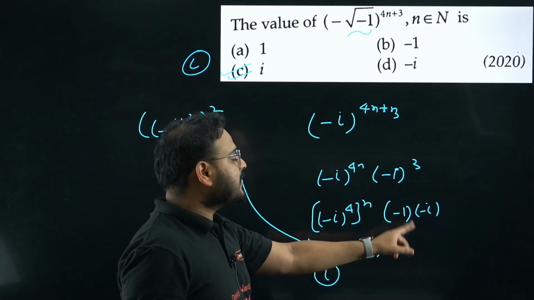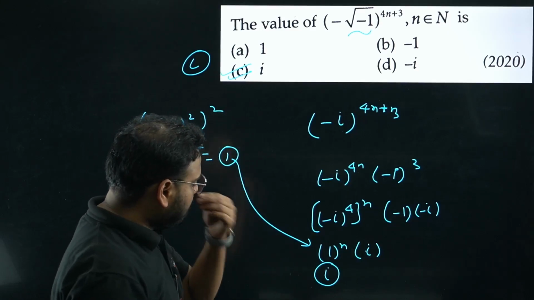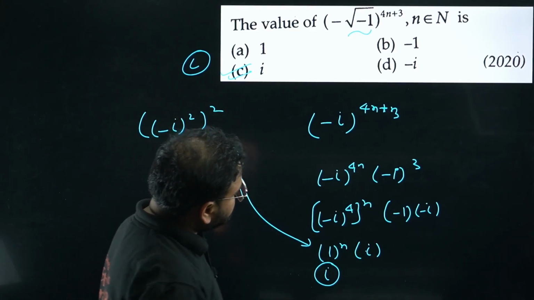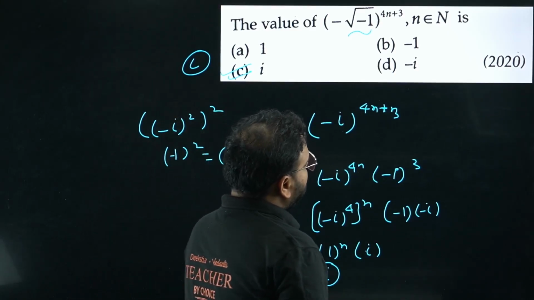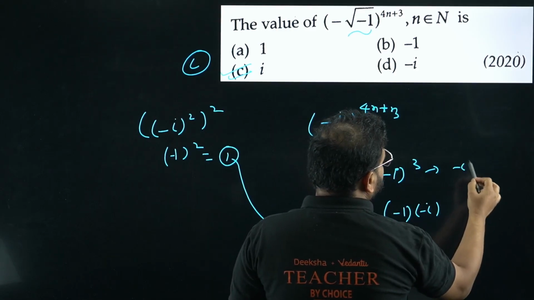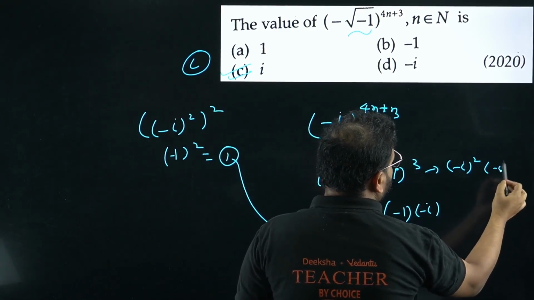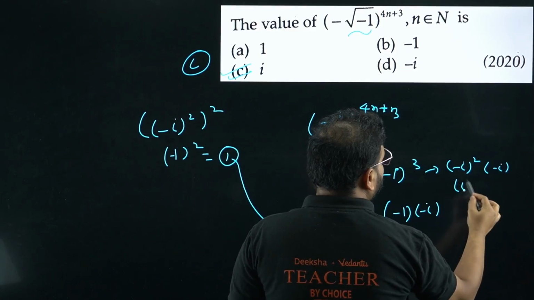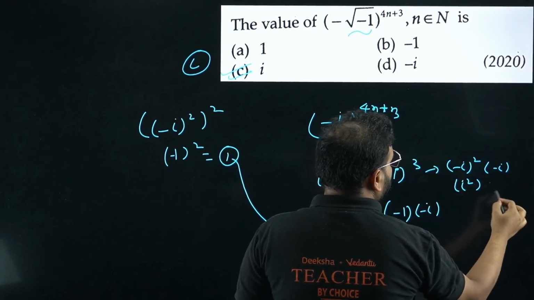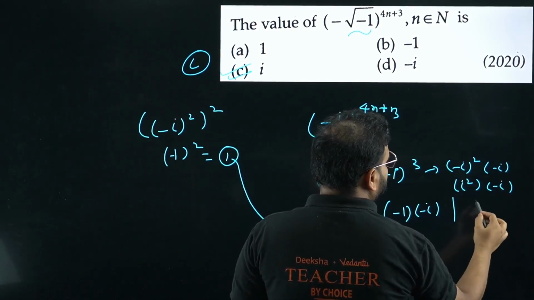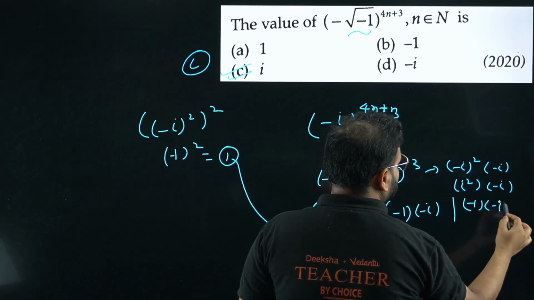So minus i square is nothing but, please check, you'll have minus 1 only. How come, sir? I can write this as minus i square into minus i. What is this going to be? Please check. i square into minus i, what I have? Minus 1 into minus i.